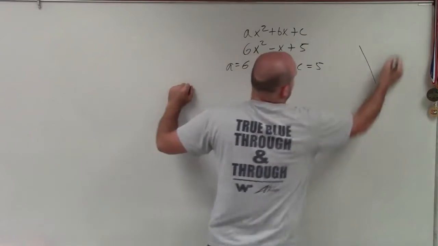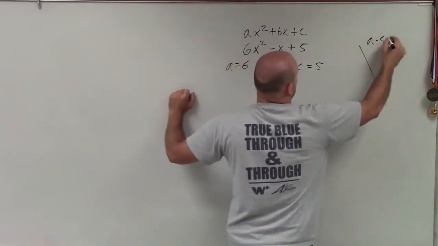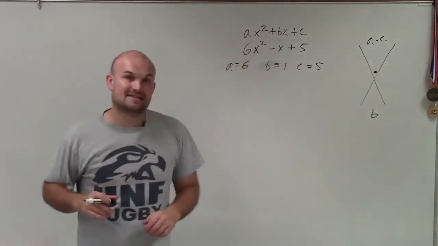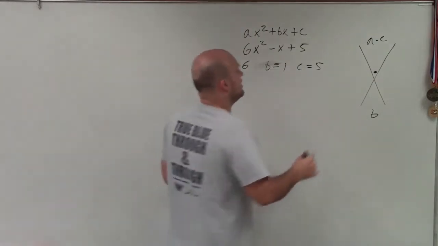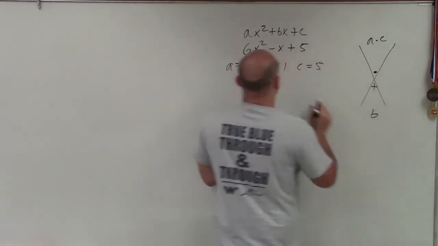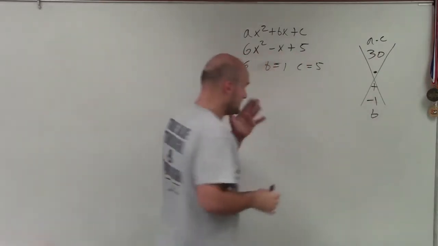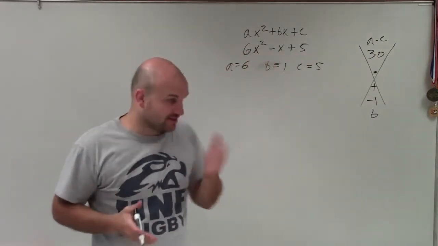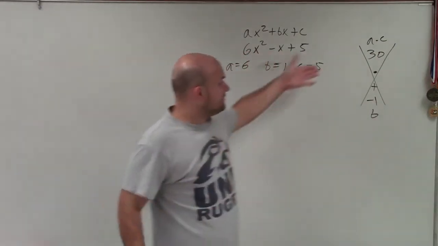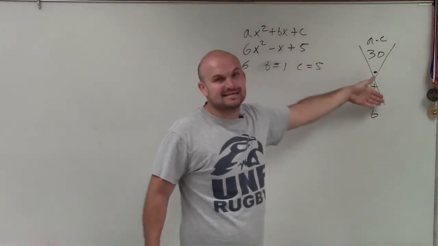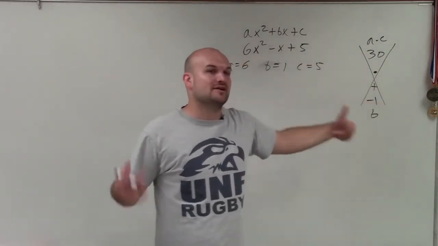So when using the AC method, I'm just going to multiply a times c. I want to determine the factors of a times c that multiply to give me a times c, but then also add to give me b. So a times c would be 6 times 5, which is 30, and b is negative 1. Let's look at the factors of 30. If the two factors are going to multiply to give me positive 30, but add to give me a negative number, that means those two factors have to be negative.